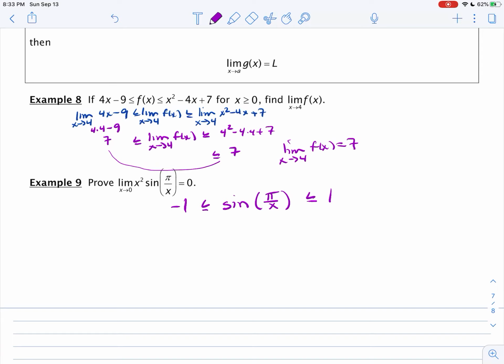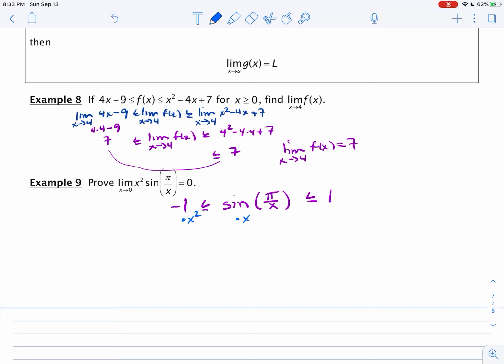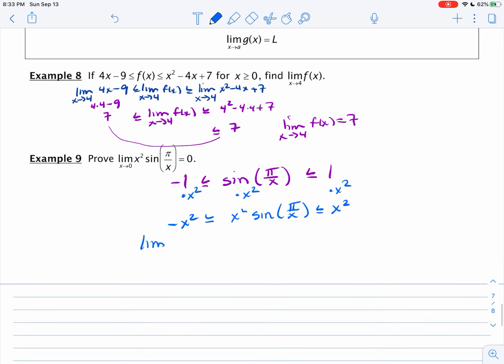So then we can multiply by x squared on all three sides. We can multiply by x squared, multiply by x squared, and multiply by x squared. So we would get minus x squared less than or equal to x squared times sine of pi over x, less than or equal to x squared. And then we can say the limit as x approaches 0 of minus x squared is less than or equal to the limit as x approaches 0 of x squared times sine of pi over x, and that's less than or equal to the limit as x approaches 0 of x squared.